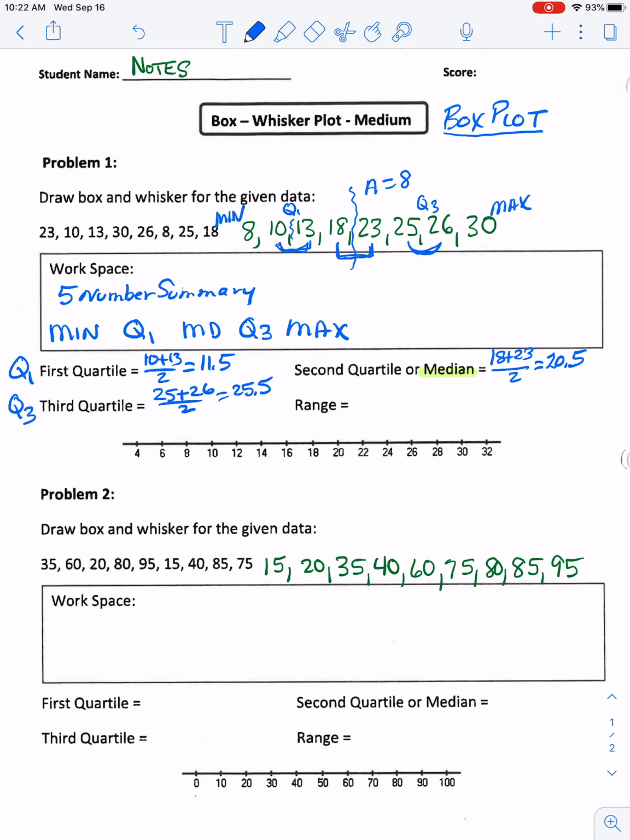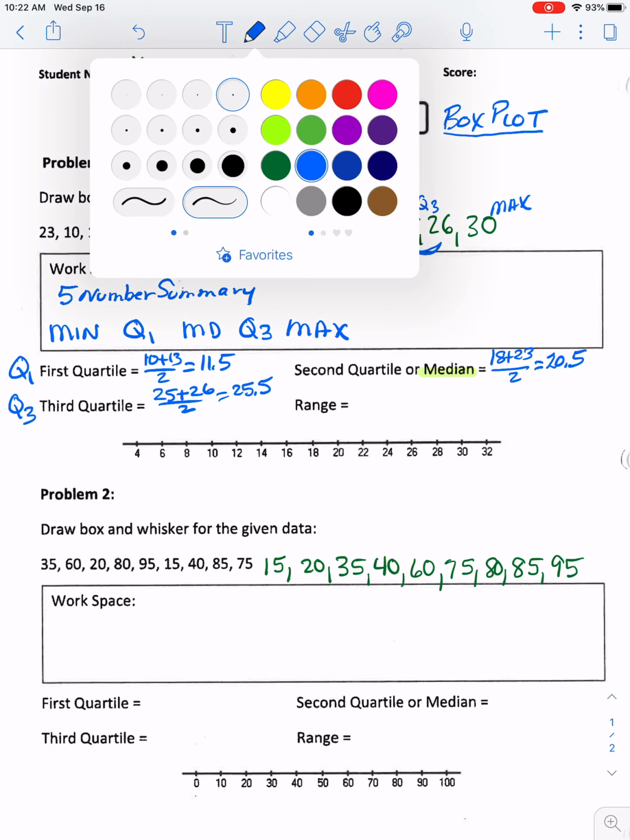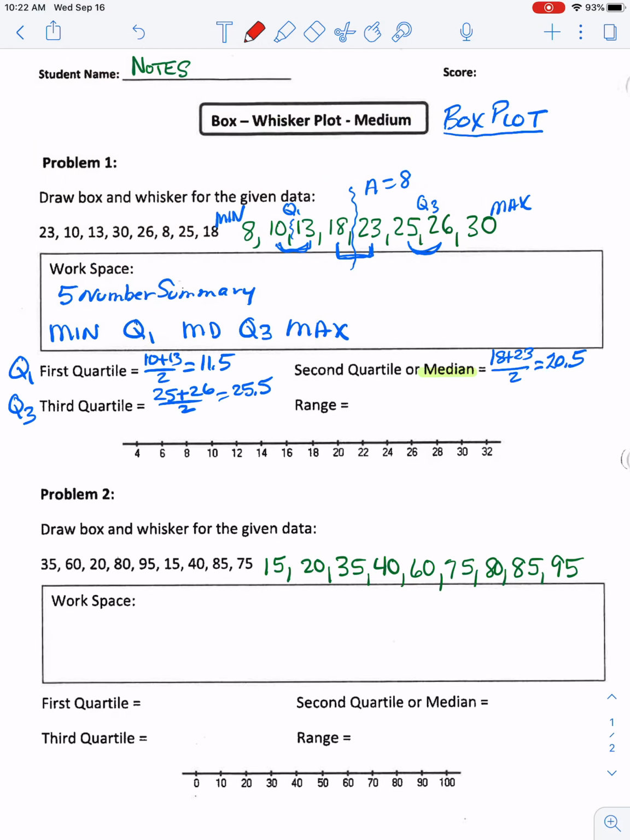All right, so now we're going to graph the 5-number summary. The min value goes first. So our min, let's switch up colors here. How about red today? Our min is 8, so I'm going to go here to 8 and put a little point. Q1 is 11.5, so I'm just going to do my best to estimate where that would be. Put a little dot. Median, 20.5, so slide on down this way. Q3, 25.5. And then our max value is down here at 30.